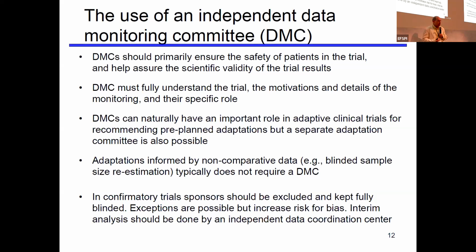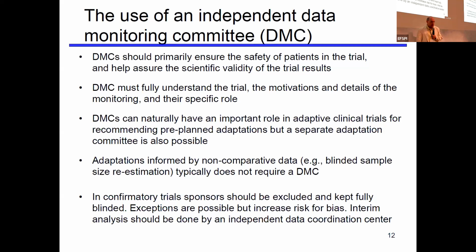Adaptations based on non-comparative data, such as blinded sample size re-estimation, typically would not require a DMC. And therefore, with that being said, on this slide, as a consequence in confirmatory trials, there should be the general rule that sponsors are not involved in any interim decision-making. They should not see any interim results. Exceptions are possible, but they should be pre-specified, when such exceptions occur and how the communication will then take place.